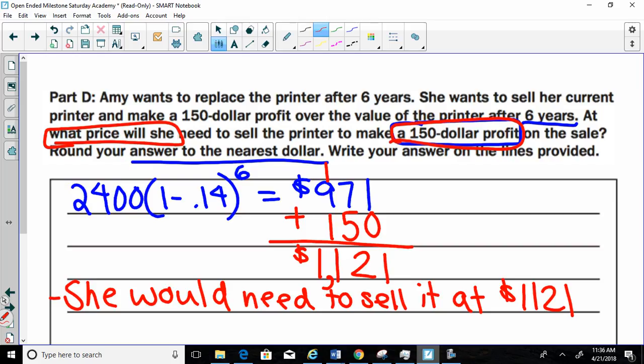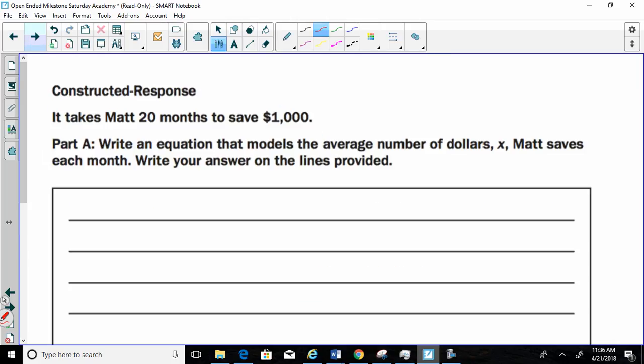Okay, are we still on the same one that we left off? All right. So it takes Matt 20 months to save $1,000. Write an equation that models the average number of months x Matt saves each month. Write the answer on the lines provided. So what do they want? Do they want the answer or what do they want? Write an equation. Just the equation. y equals.